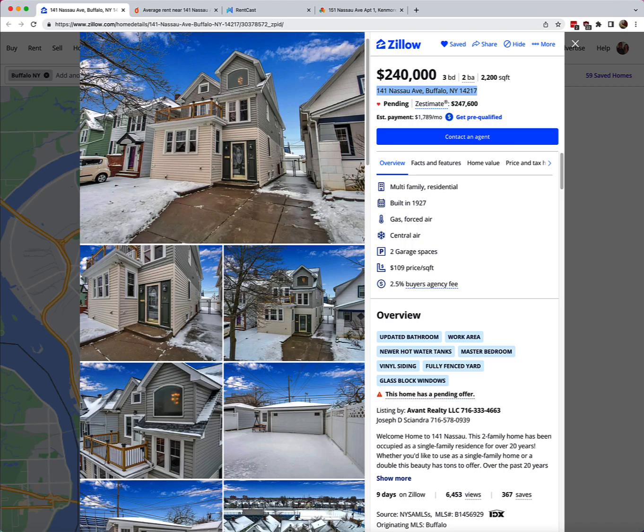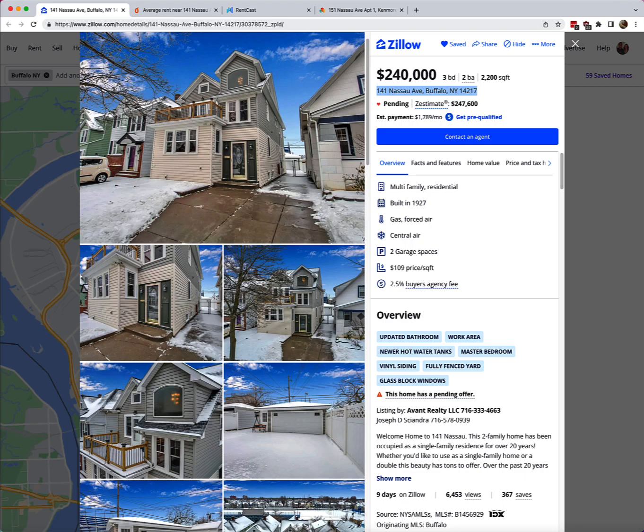So here we're looking at a property in Buffalo that is a 3-bed, 2-bath duplex, a 2-1 and a 1-1. For the sake of the argument here today, we're going to just look at 2-1s to understand what that rent is. Obviously, it's the bigger of the two units, and we want to understand about that rent.